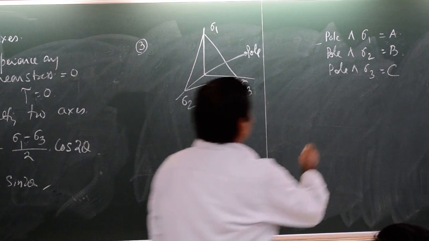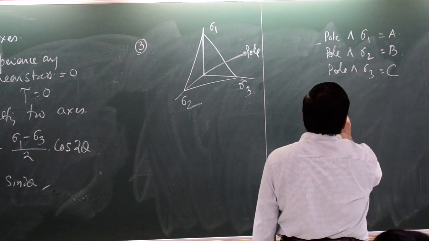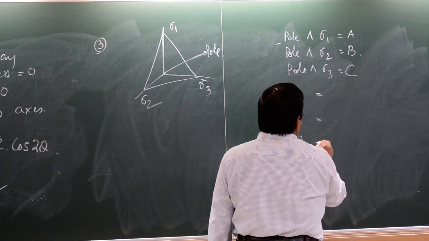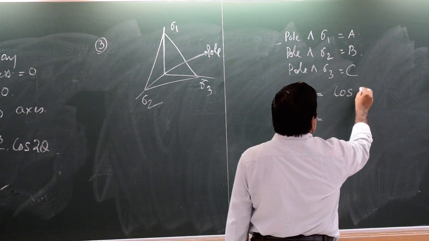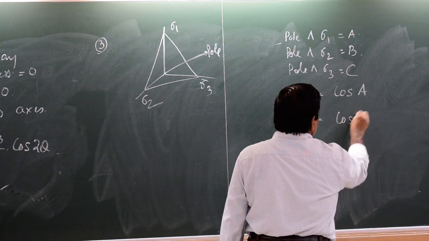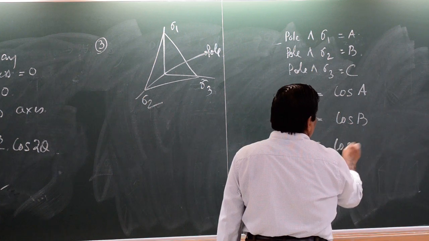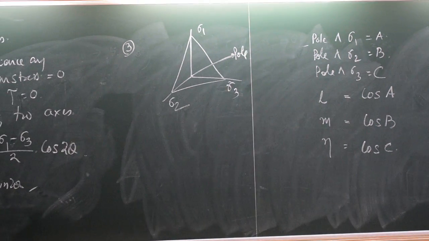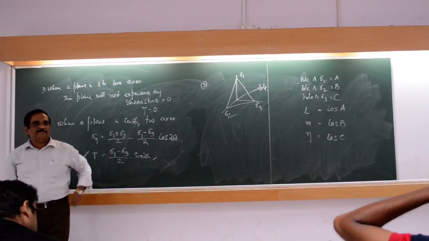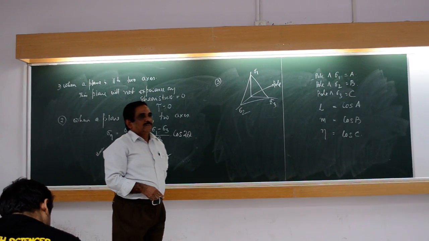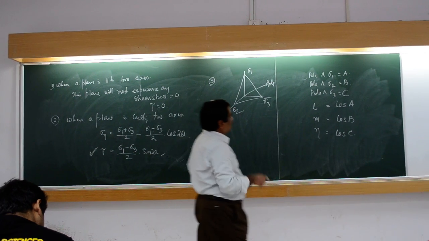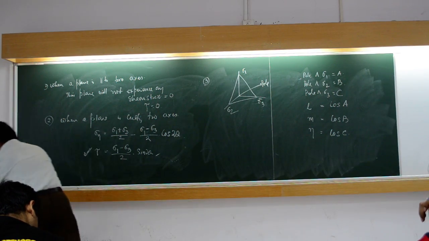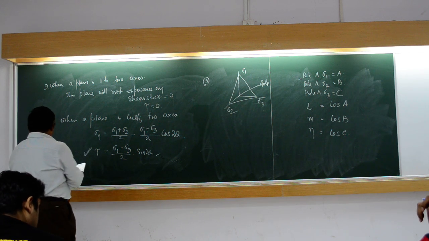Now he is bringing L, M, N. These are all Pythagoras theorems, nothing great. Cos of A, cos of B, cos of C. Pole angle के साथ. Understand what is L, M, N? Now he is writing the formula. Just I will take it from my note.